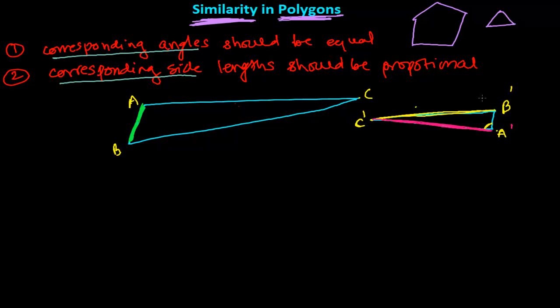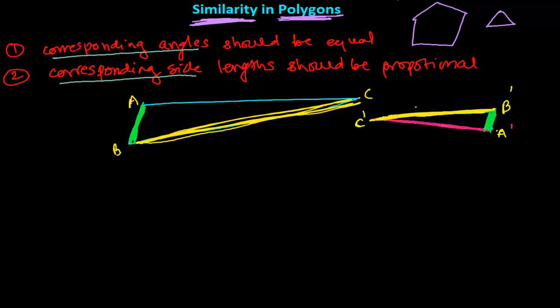So here, A dash B dash is the smallest one. Whatever the color is matching here, this AB is going to match with A dash B dash. Similarly, if you look at B dash C dash, this B dash C dash is yellow color, which is the biggest one, so it is going to match here with BC. So the BC is the corresponding side of the B dash C dash.